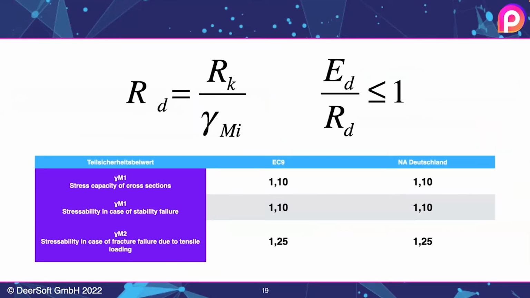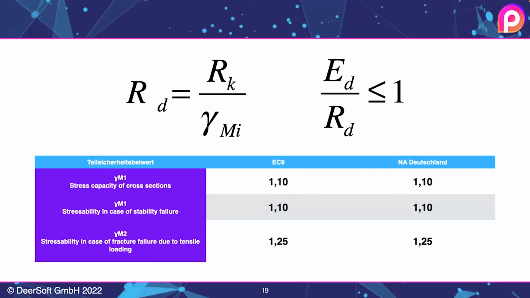The actual proof of the cross-section is then done basically with this formula. It calculates the resistance from impact and compares it with the impact itself. When the impact is smaller than the resistance, then the proof is good. Depending on the type of resistance, there are different safety factors for the resistance side. So for example, a normal safety factor here is 1.1 for stress capacity on cross-section according to Eurocode 9. For example, the stress capacity in case of fracture failure due to tensile loading is 2.5. So depending on the use case, you need different safety factors in there.